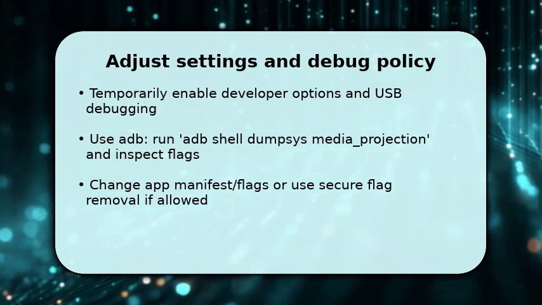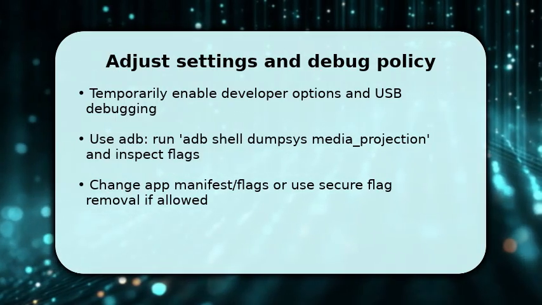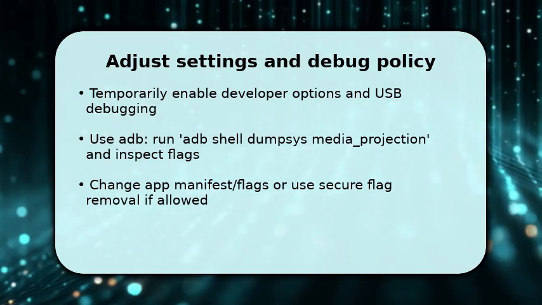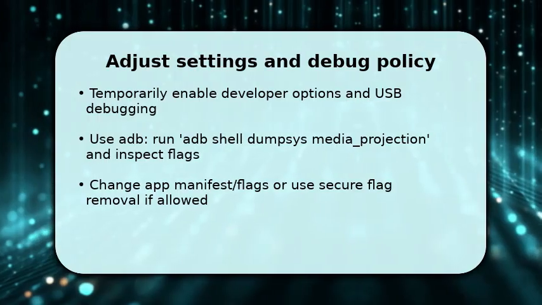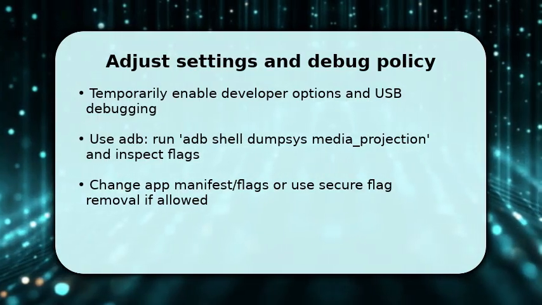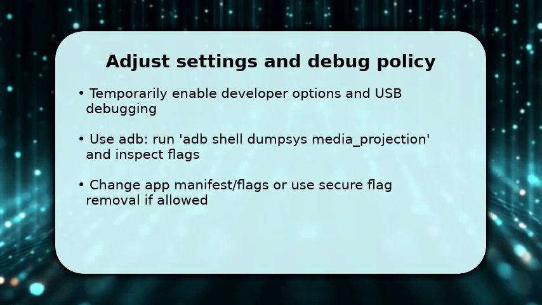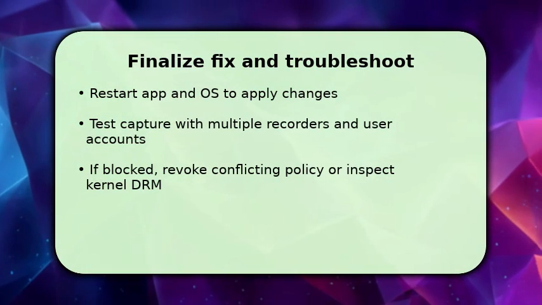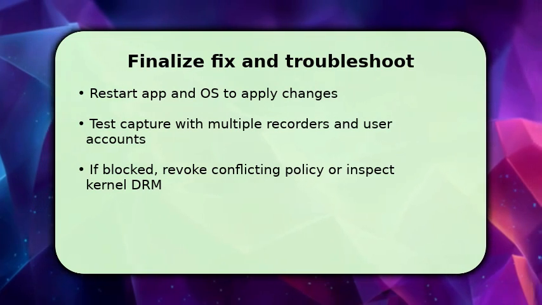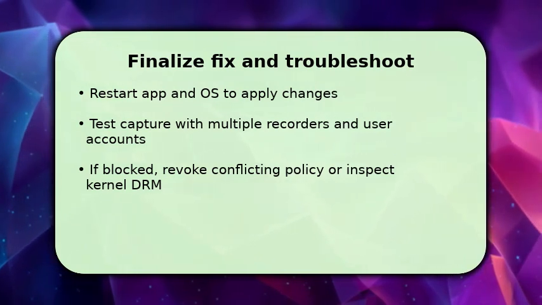If the app is under your control, modify the manifest or runtime code to avoid setting secure flags when capture is needed. If not, consider using a system-level screen recorder with appropriate permissions. You finish by restarting the app and the device to ensure changes apply. Then test screen capture using different recorders and a separate user profile to rule out account policies.